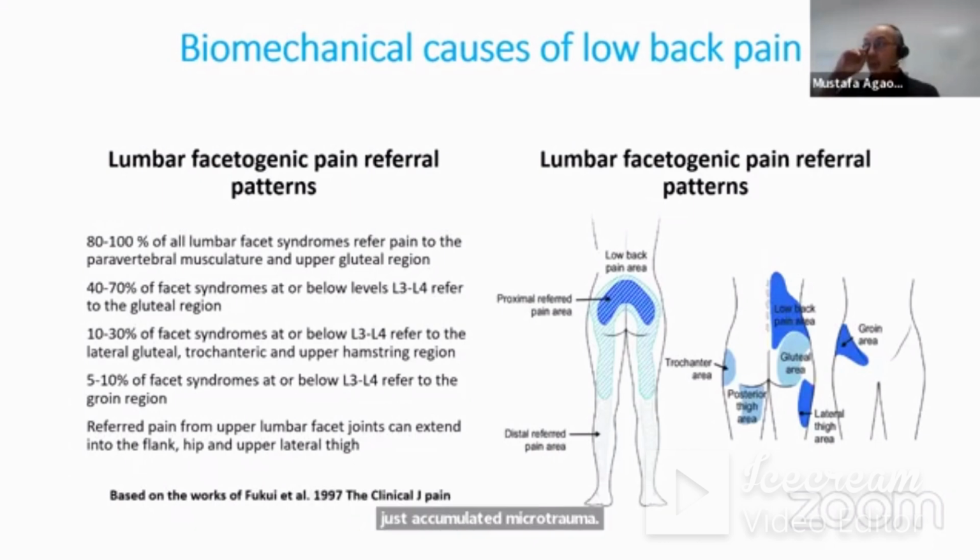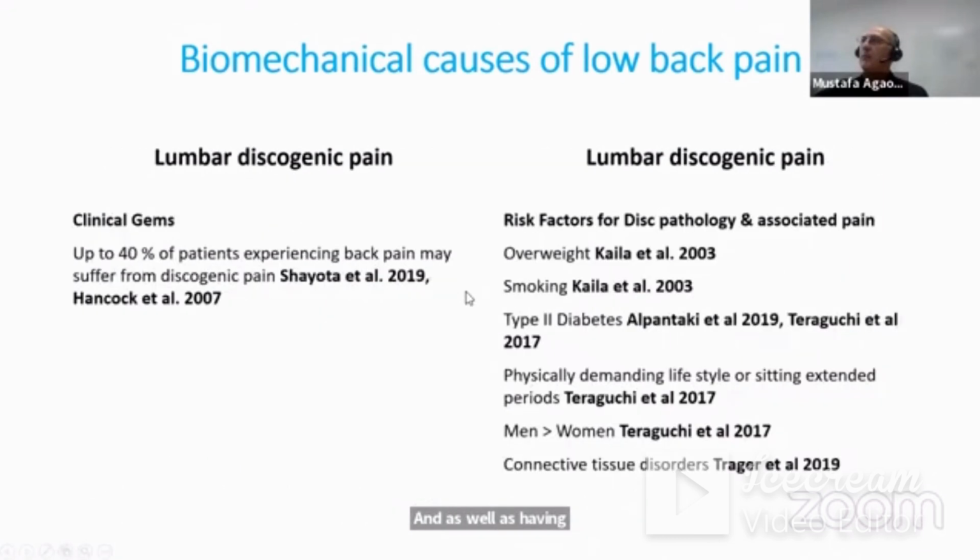When I looked at the referral patterns for facetogenic pain, you can easily see that obviously it involves paraspinal musculature, so it could easily be mistaken for myospasms or myogenic pain patterns. But then you also see its referral pattern into the gluteal region, and for anything at or below the level of L3, L4 facets, you can have, in varying percentages, referral going down the leg, staying above the knee, or going below the knee. We can easily mimic any type of radiculopathy or other conditions that I will try to touch upon, as well as having an inguinal or groin area referral just as well.